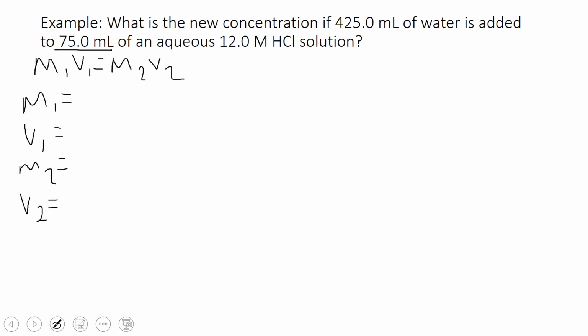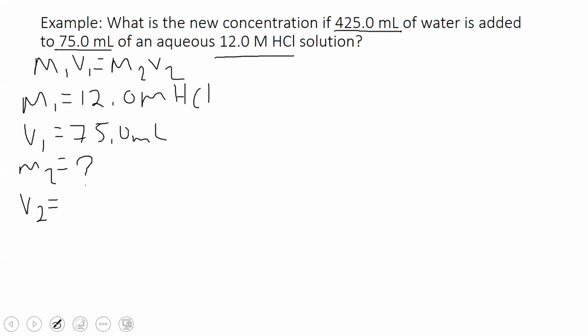So 75 milliliters is our original volume. We can plug that in here, 75.0 mL. Our original concentration is the aqueous solution that we have, so 12.0 molar HCl. M2, well, we're looking for the new concentration, so we don't know that yet. And V2, this is where it can be tricky.